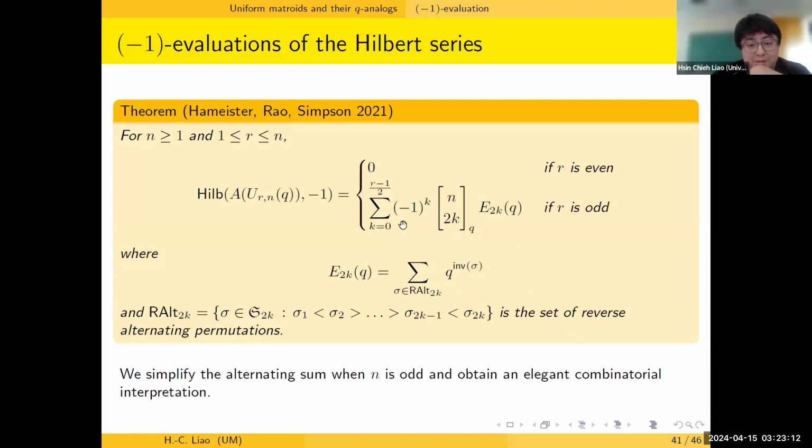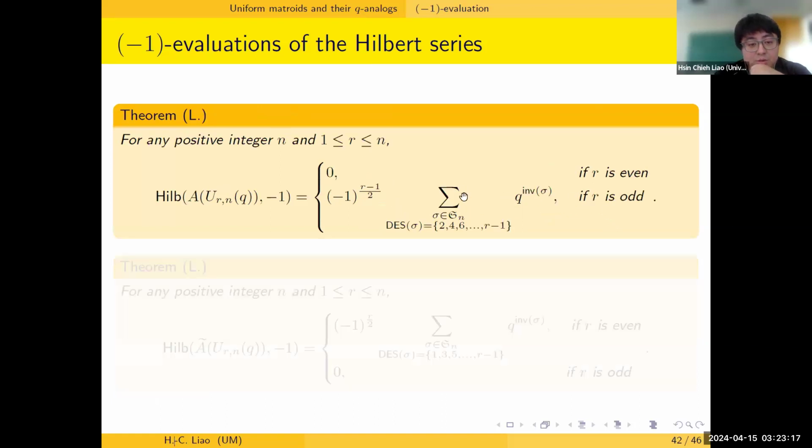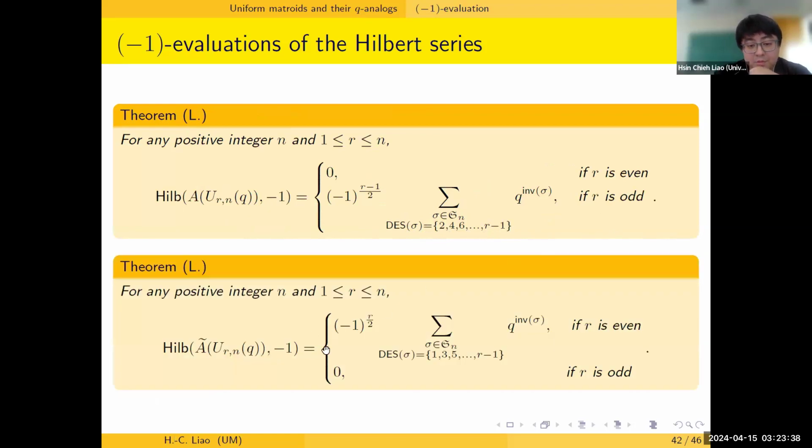And we show that these terms can actually be simplified into an elegant combinatorial interpretation. It turns out this alternating sum is just q to the inversion number, summed over permutations whose descent set is 2, 4, 6 up to R minus 1, when the rank is R. And similarly for the augmented case, you get the other half of the result. You're counting q to the inversion, but over permutations with descent set 1, 3, 5 up to R minus 1. And the other part is 0.